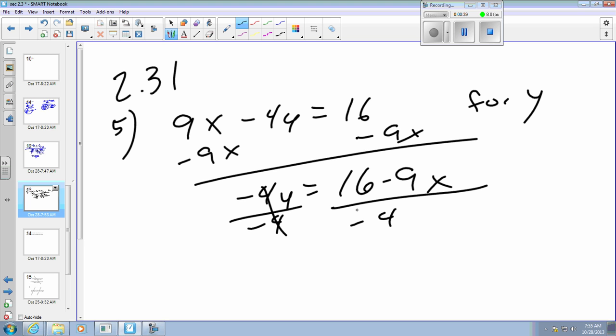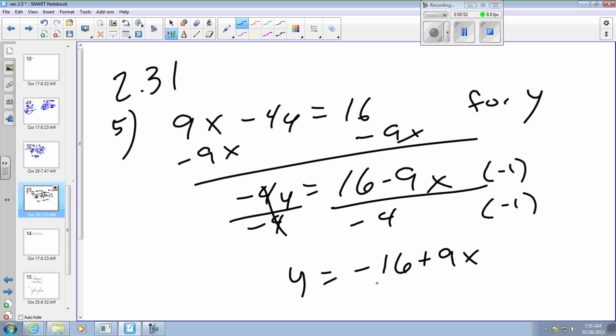Since there's a negative in the bottom, we have to multiply the top and the bottom by negative 1. When I do that, I'm going to change all the signs. So I get negative 16 plus 9x all over positive 4.